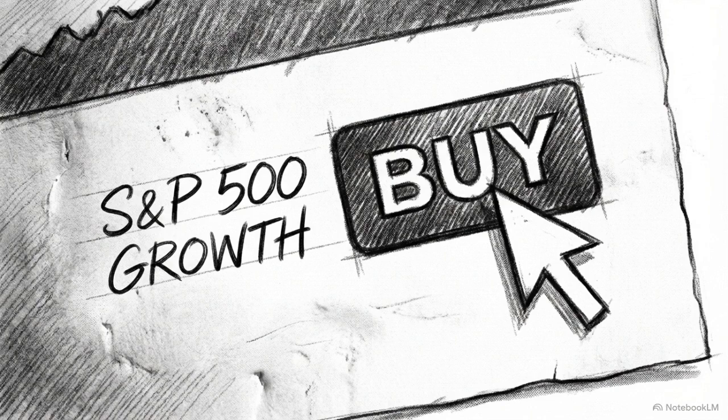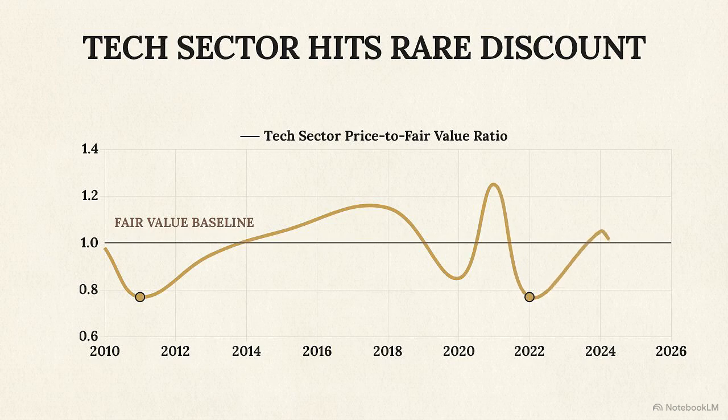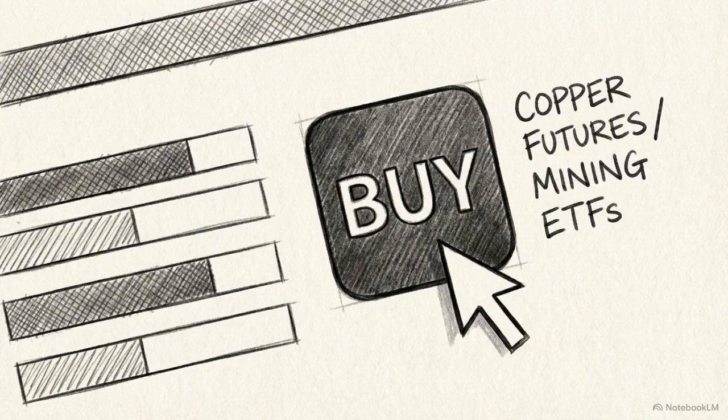Specifically, target the technology and growth stock sectors. Morningstar data indicates that the recent volatility has pushed the technology sector to a 23% discount relative to its fair value. You are buying high-quality assets during a rare oversold window. Finally, execute a buy order for copper exposure. You can use copper futures or allocate capital into copper mining ETFs.